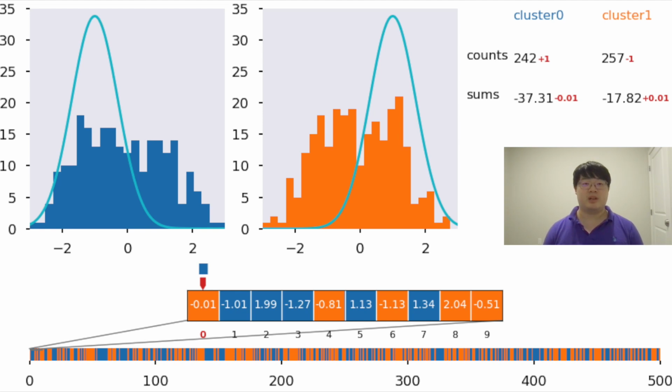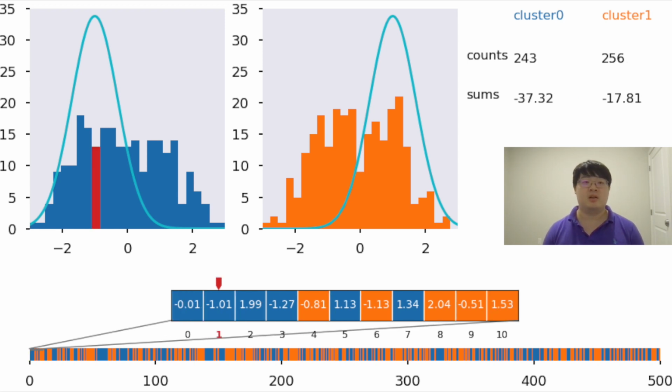Since the new assignment, which is the blue square on top of the red pointer, is different from the current assignment, orange, the counts and sums are updated by adding or subtracting values accordingly. Then, the red pointer recolors the first observation and moves on to the next index. Again, a new cluster assignment is chosen for the second observation. This time, however, since the new assignment is the same as the old assignment, the counts and sums are left the same.